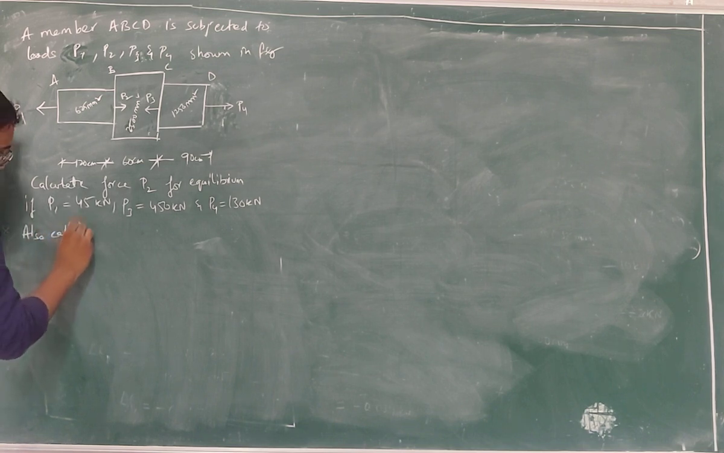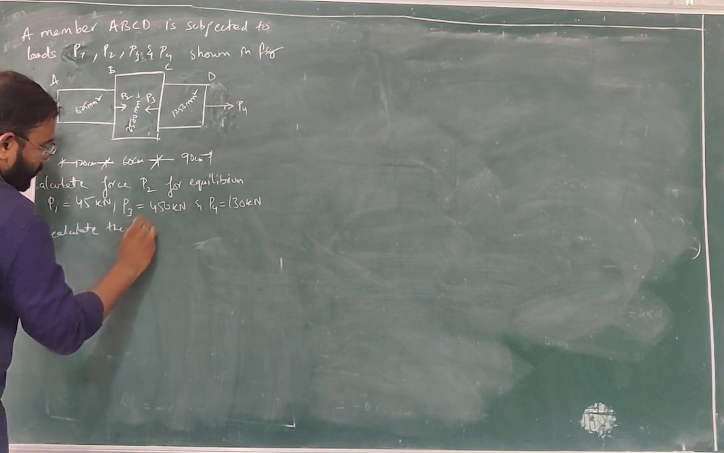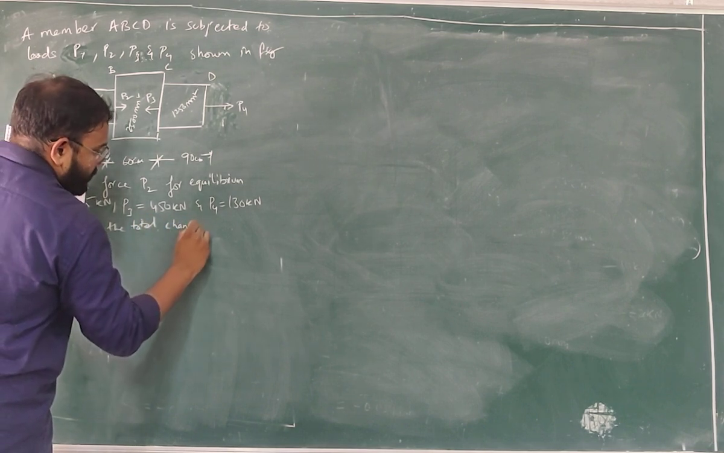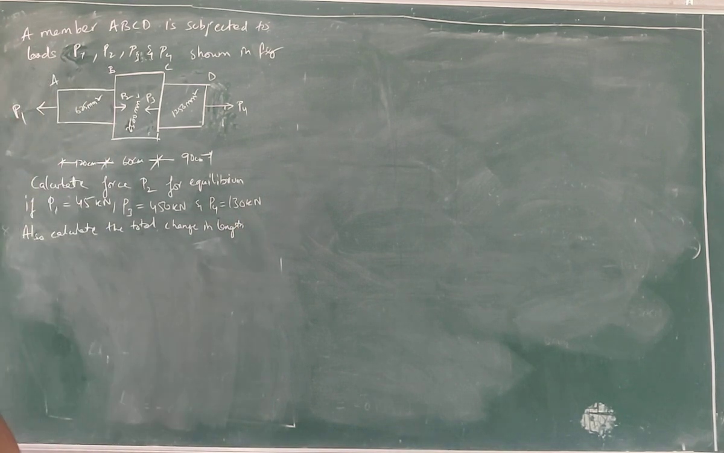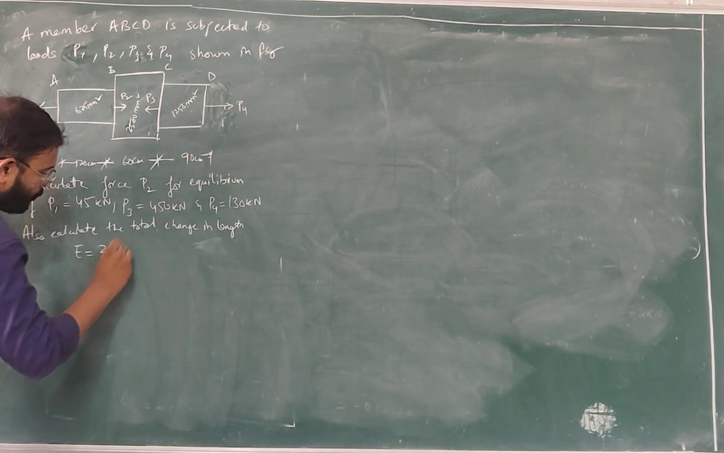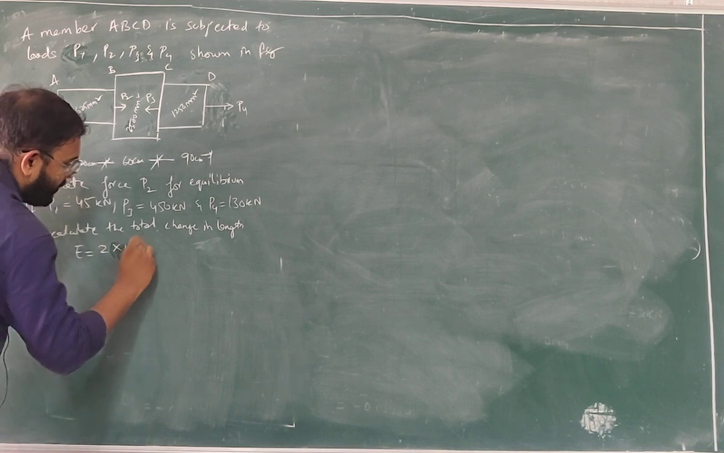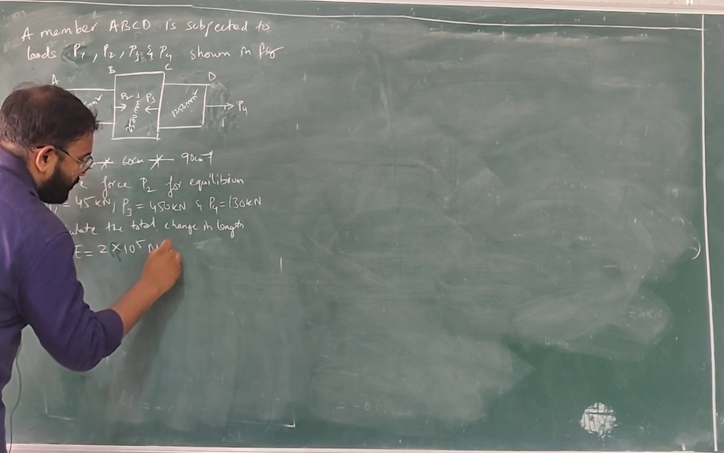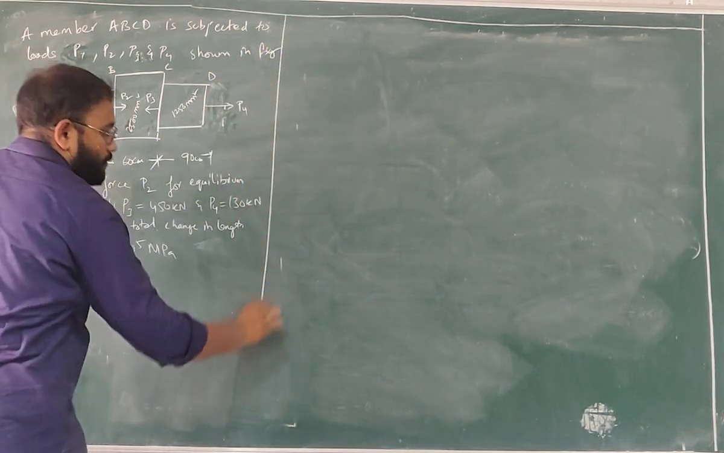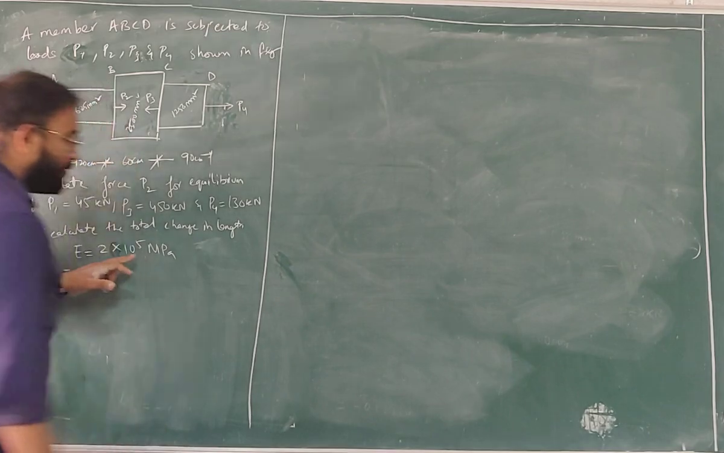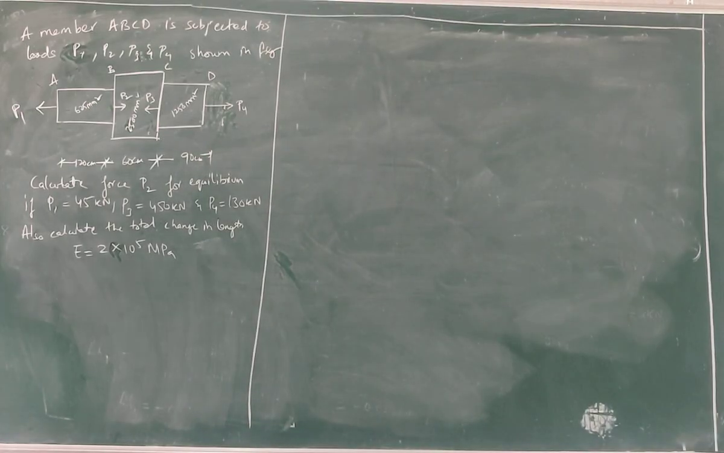Also calculate the total change in length. Okay, total change in length, if E is equal to 2 into 10 power 5 megapascal. 2 into 10 power 5 megapascal is which material? Steel. Okay. Steel is 2 into 10 power 5.